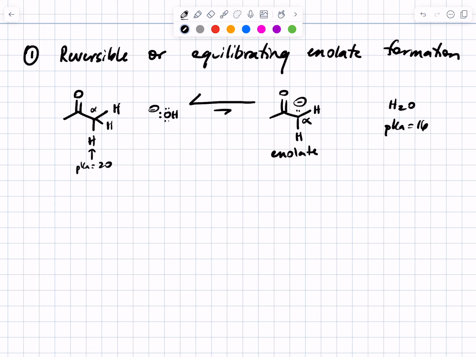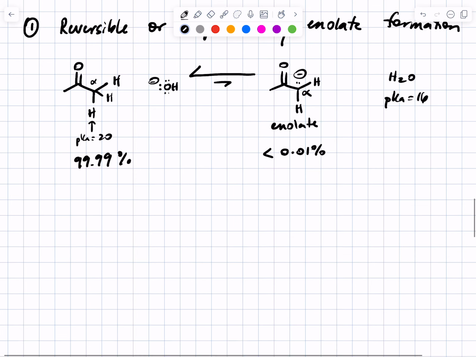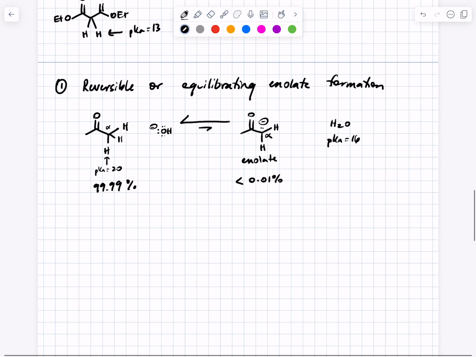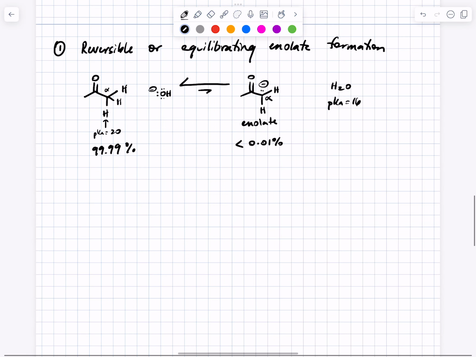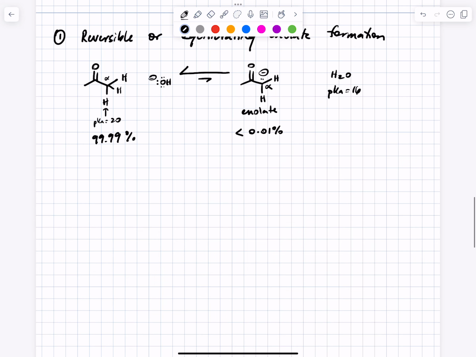Good, and in fact, it's about a ratio of 99.99% starting material and less than 0.01% of enolate. That's okay, because that's actually enough to start reactions and to get things going. Now, that will have some consequences a little bit later on, and let me illustrate that with an example carbonyl compound.